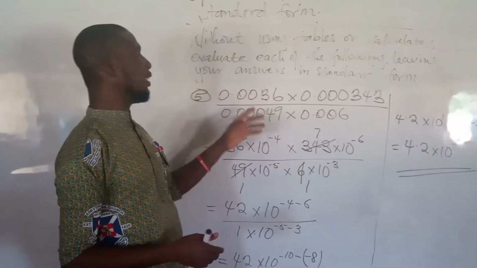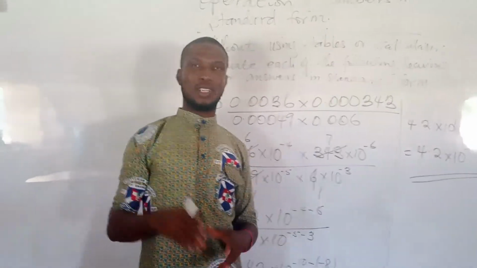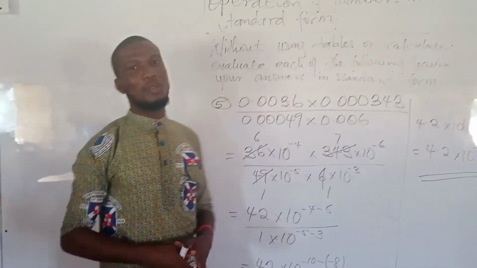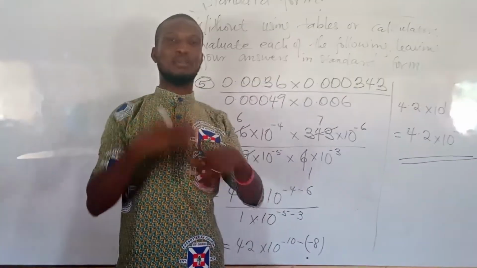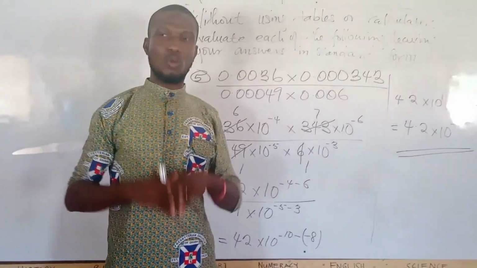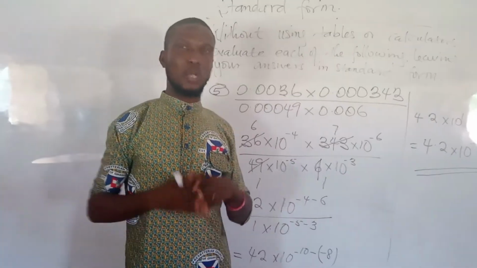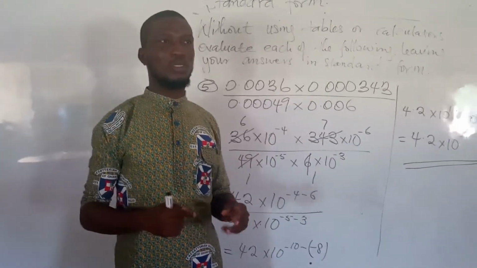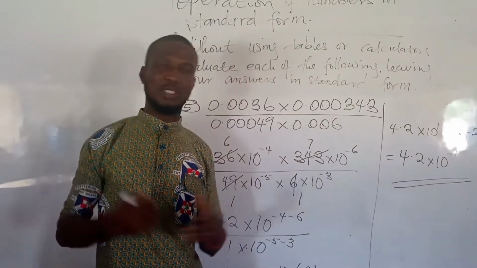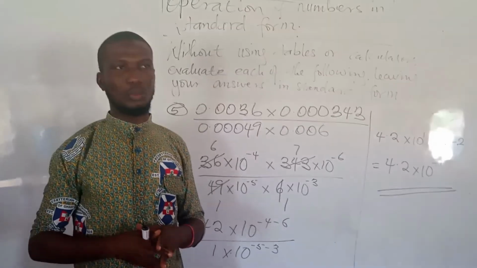Remember the key term here: we are not using tables or calculators. Not using tables or calculators doesn't necessarily mean that you shouldn't multiply and divide, but it only means that you should show step by step working how you got your answer. It means you should show working. And this one happens for essay questions, or what some people will call the section B questions, where you need to show working. Let's take the next example.